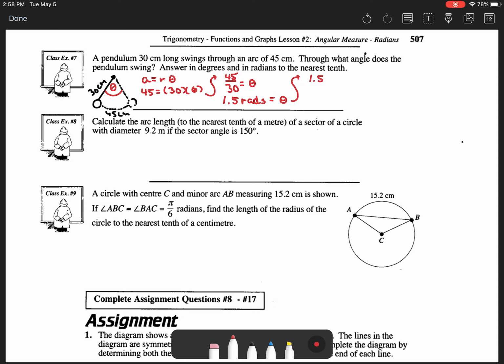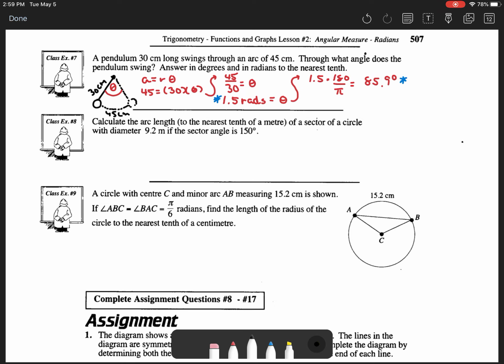So that's where we use our conversion. I multiply 1.5 by 180 over pi. So I take 1.5 times 180 and then divide by pi, and you get 85.9, to the nearest tenth. Remember, I have to put degrees. So in radians, my answer was 1.5 radians, and in degrees, it was 85.9 degrees.